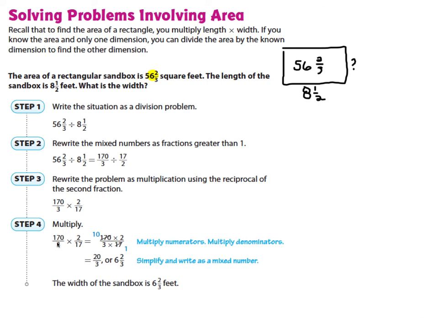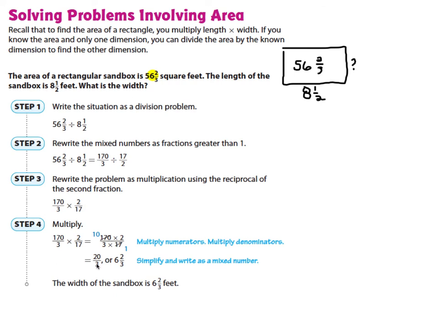So the first thing I want to do though is actually simplify. So I'm going to try to simplify 170 and 17, which I know I can divide by 17. So 170 divided by 17 is 10, and then 17 divided by 17 is 1. So now I can multiply 10 times 2 and get 20, 3 times 1 and get 3. It's an improper fraction, so I need to simplify it and turn it into a mixed number. So I divide 20 by 3.